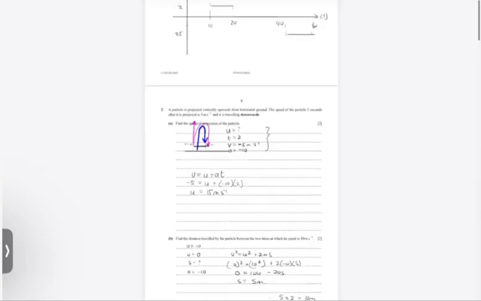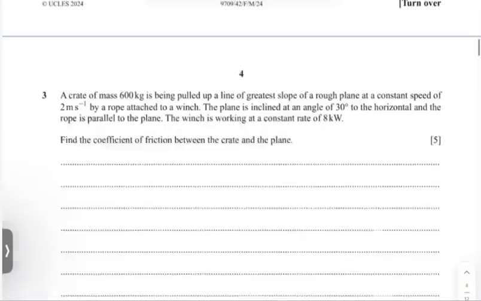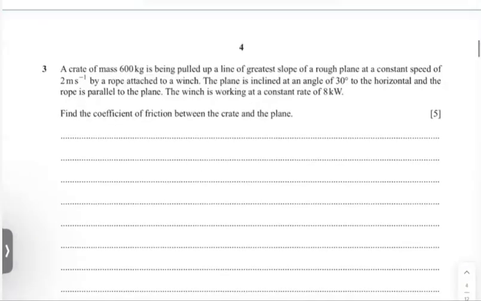Okay, so interesting way of asking the question. Hopefully it won't throw you off at all. I find with those suvat equations to draw the arrows and then to make sure your signs are all correct.